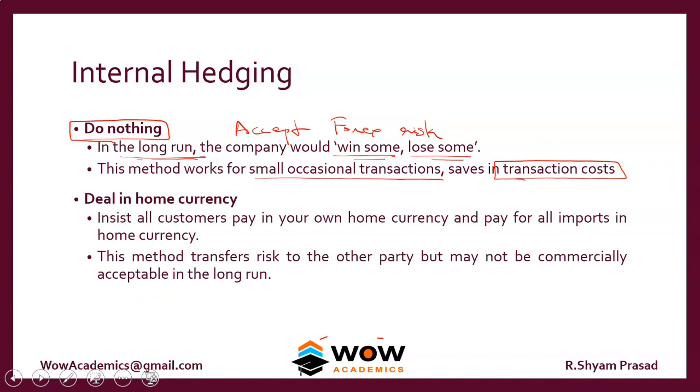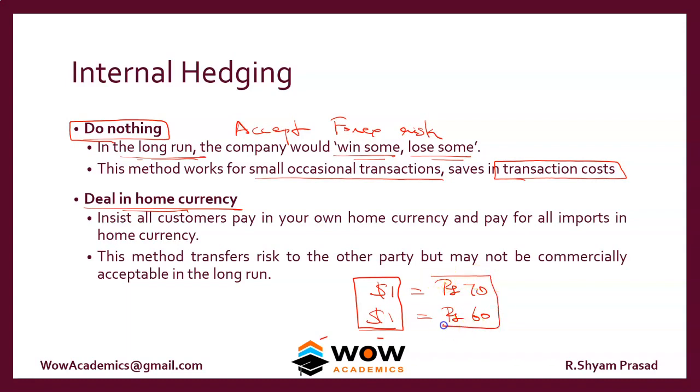The second one is to deal in your currency. For example, you sell a good and your parity works like this. You're selling a good for $1 to a foreign company, and you feel that you will get 70 rupees. And after a month, when the foreign company gives you $1, the rupee is at 60. So when you price in their terms only, the problem arises. Better what you can do is, you can ask the foreign customer to pay you in your currency. So if he has to pay you 70 rupees, irrespective of whatever the currency parity is, he will always pay you 70 rupees.